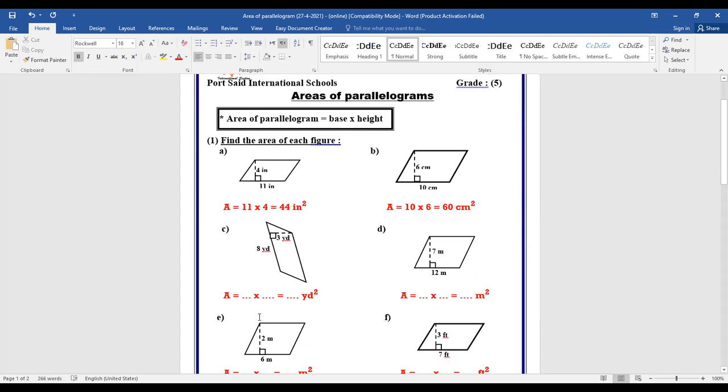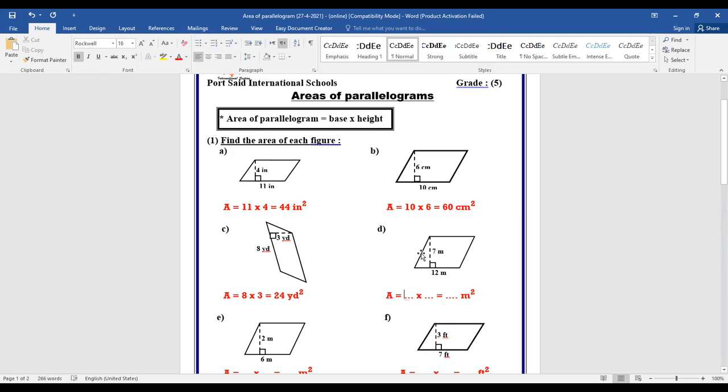يلا ياسين سادات. The base is 8 and the height is 3. What is the area? 8 multiplied by 3 equals 24. Thank you, Yasin.